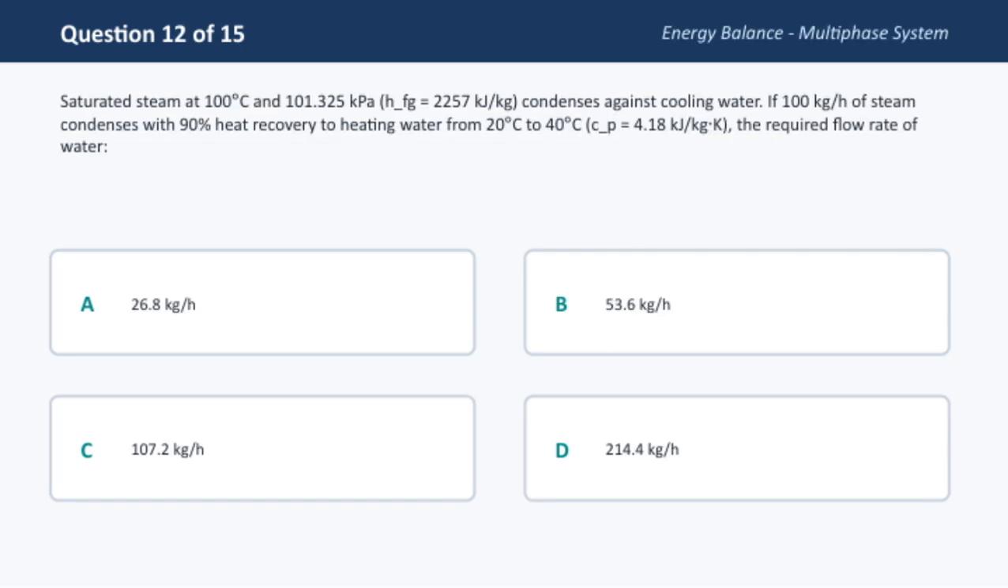Here, we're looking at a classic energy balance problem involving saturated steam condensing against cooling water. The steam releases heat as it condenses, and that heat is partially recovered to warm the water. Given a 90% heat recovery efficiency, we want to find the flow rate of the heating water needed to raise its temperature from 20 to 40 degrees Celsius. This slide sets up the numbers and conditions for solving that balance in a multi-phase system.